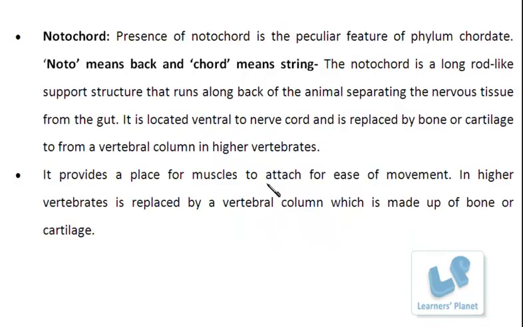Now the next important feature of the phylum Chordata is the presence of the notochord. It is a peculiar feature of the chordates. What is this notochord? Do you have any idea? Noto means back and chord means string. So this notochord is actually a long rod-like supporting structure which is present in the dorsal side of the animals. And over there it is basically separating the nervous tissue and the gut. You can say it is located ventral to the nerve cord.